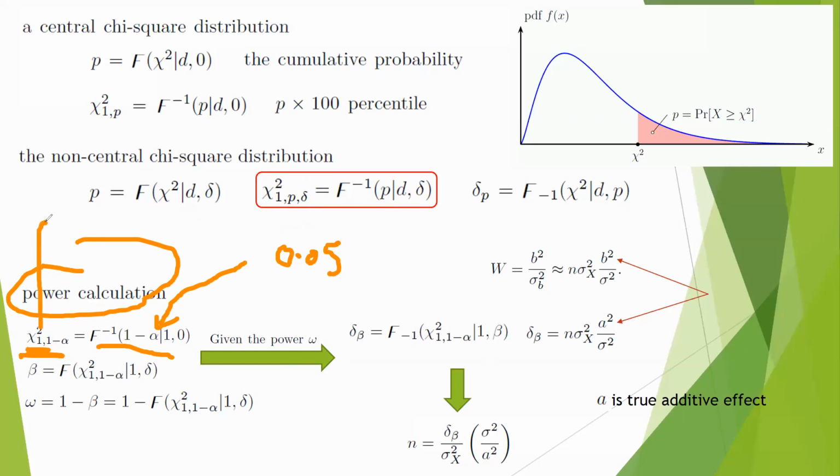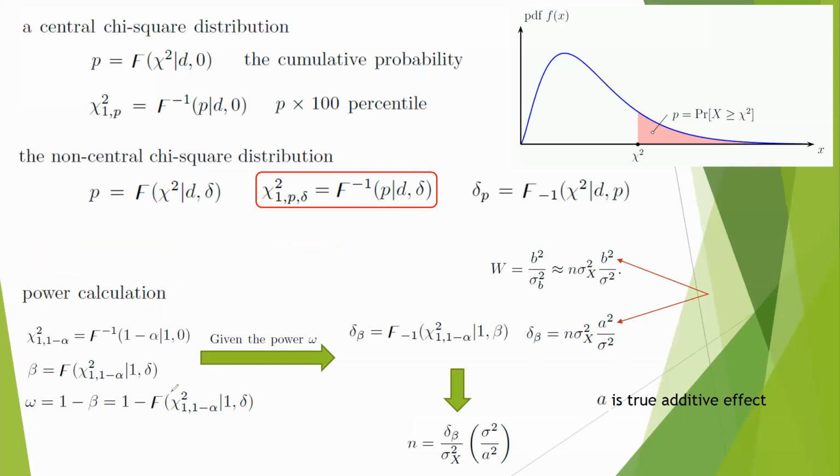If you look at the chi-square table, you're going to see the degree of freedom equals 1 for the central chi-square distribution. If alpha equals 0.05, the critical value should be 3.84, something like this. Okay. And R can help you to calculate this as well. So in the future, you don't have to look up the table always. You just simply type a line of command in R, and it can give you this value.